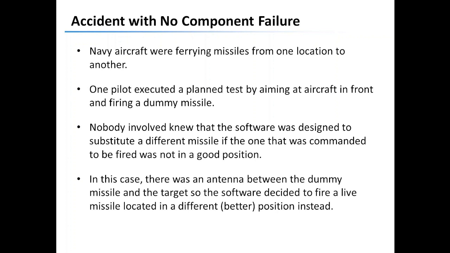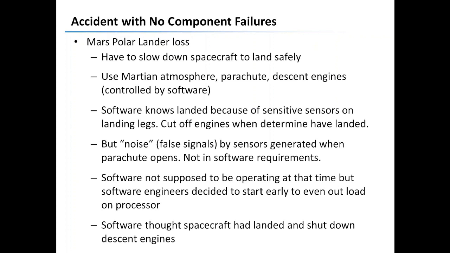That was the one that crashed into the surface of Mars. And you have to slow down the spacecraft to land safely. It comes in very fast. They use the Martian atmosphere, a parachute, and descent engines, the latter of which are controlled by software. There was a parachute in this specific mission. They deployed it behind the spacecraft, which would slow it. The descent engines were acting in reverse against the direction that the spacecraft was moving.